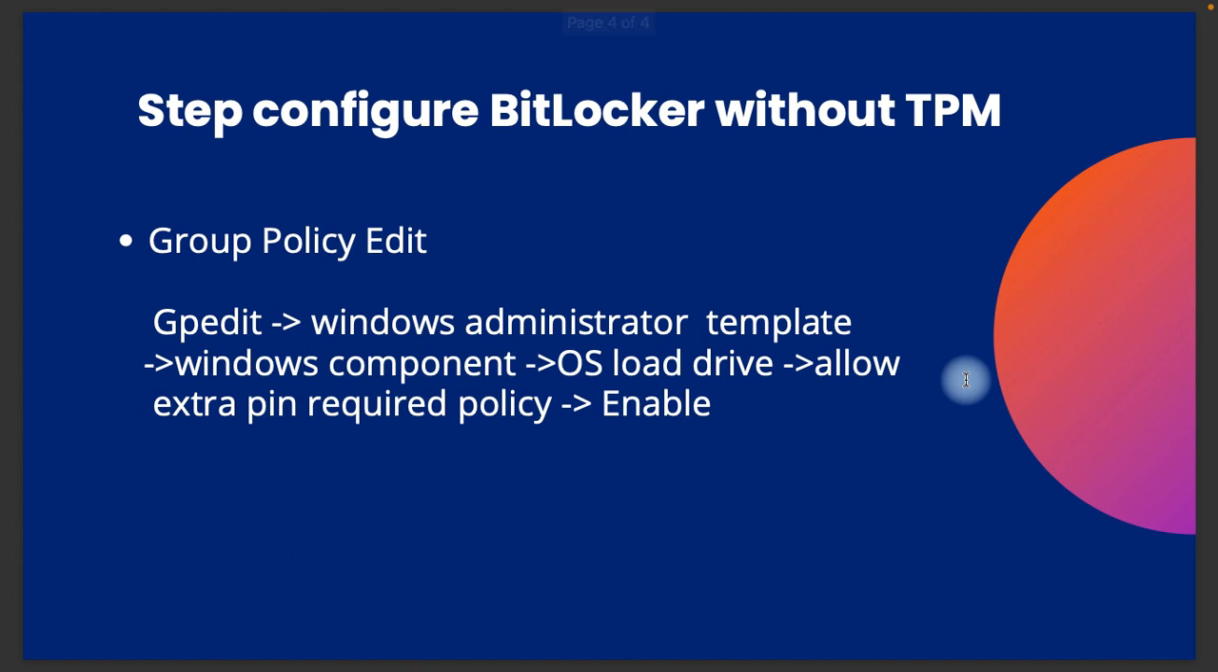Step 2: configuring BitLocker without TPM. Open Group Policy Editor, gpedit, then Administrative Templates, Windows Components, BitLocker Drive Encryption, Operating System Drives, and enable the policy Require additional authentication at startup. First I will go to one of the Windows 10 devices and show you how to enable BitLocker without TPM.